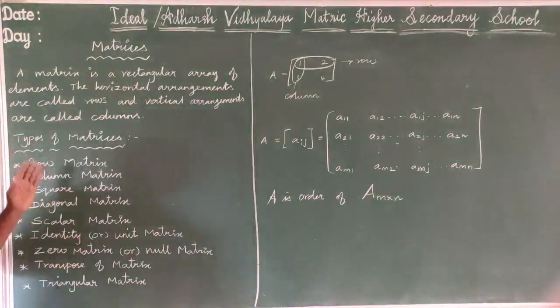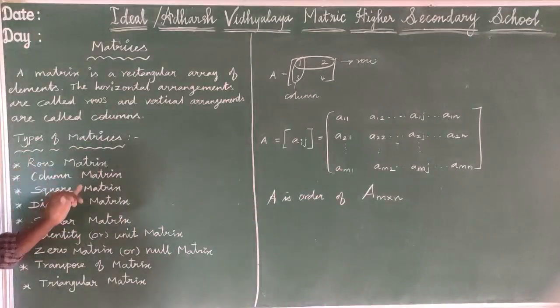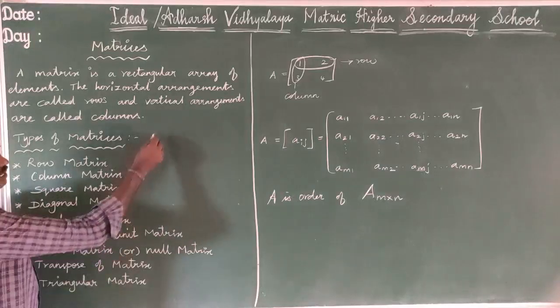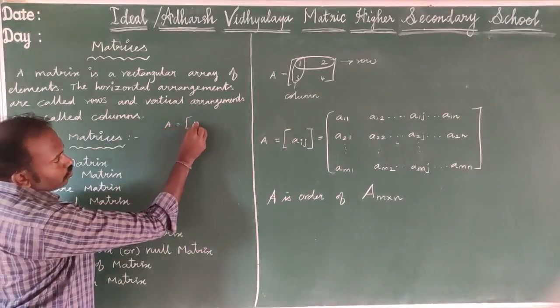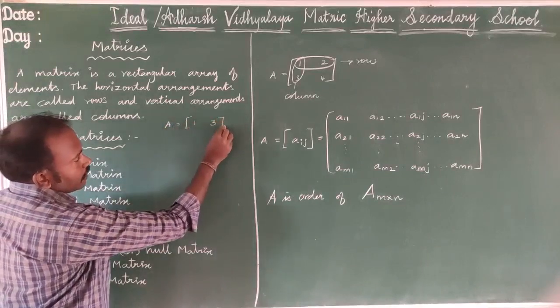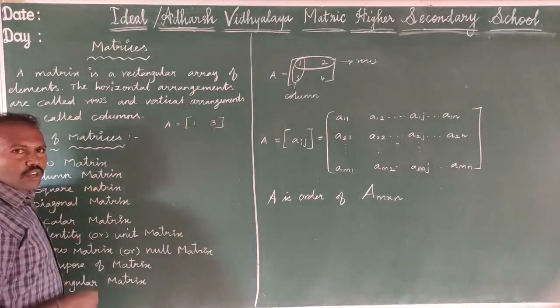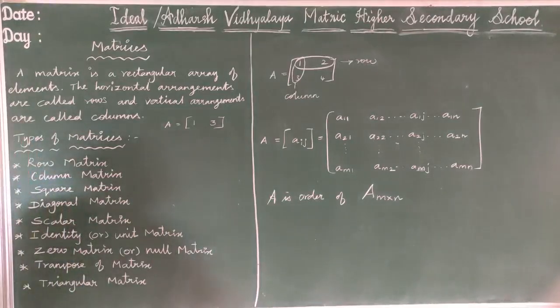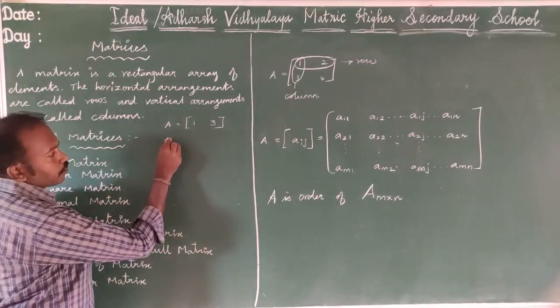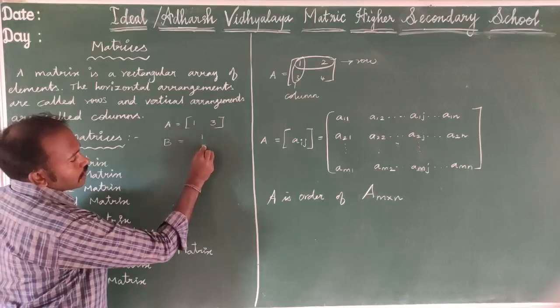Right. Types of matrices. Row matrix. It has only one row and any number of columns. For example, A is equal to 1, 3. That is row matrix. Then column matrix. Next one, it has only one column and any number of rows. B is equal to 1, 3.